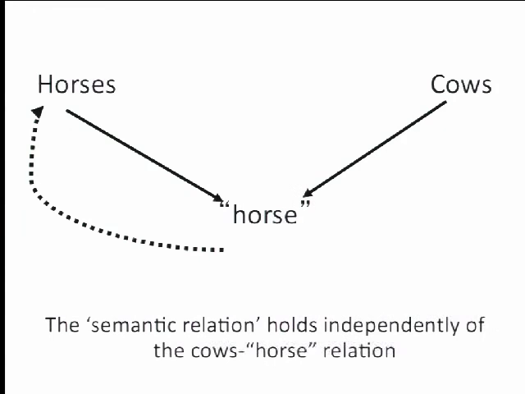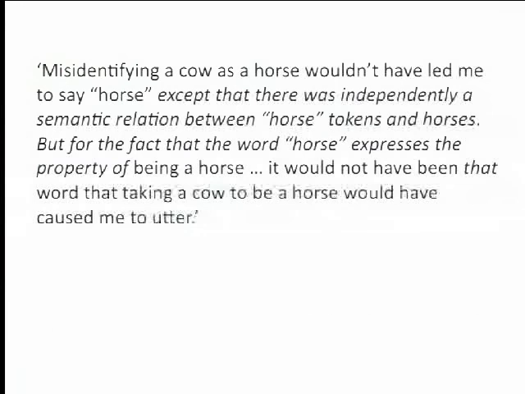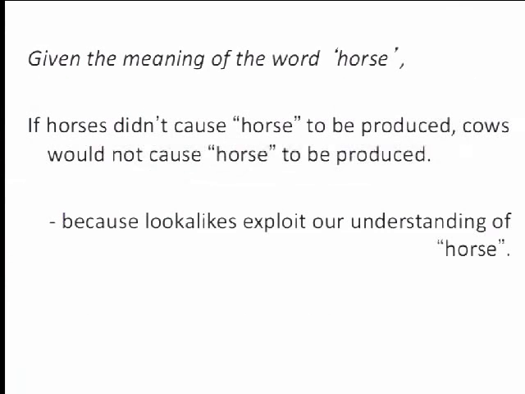The thing is, I think that's a real giveaway, this paragraph, because it seems like what's going on is, and as I say, if you recall some of the discussion last time, people were really pressing on this point. What's happening here is that given the meaning of the word horse, since the word horse has the meaning it does, it's a consequence of that if horses didn't cause the word horse to be produced, cows would not cause the word horse to be produced, because cows are coming in only as lookalikes, exploiting our understanding of horse.